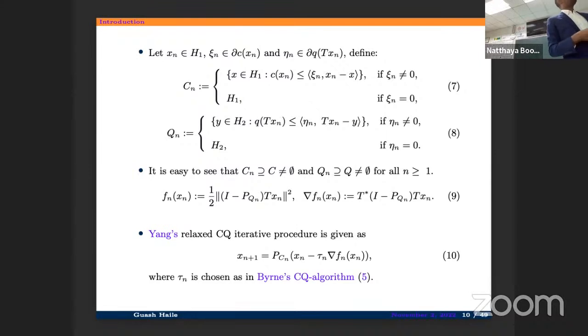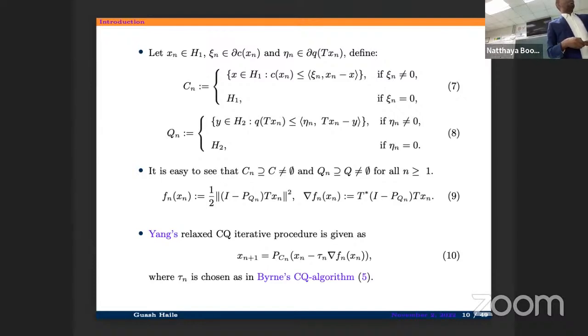So consequently, they define this quadratic function, which is given here, and this function is convex and differentiable, and its gradient is given here. So after this, Young's relaxed CQ iterative method is given in this form. They introduced this method. So we can see here this projection is computed onto the supporting half spaces, not onto the involved sets. So we know that the projection onto half spaces has its own unique formula or closed form. So it will be very easy to compute this projection onto the half spaces.